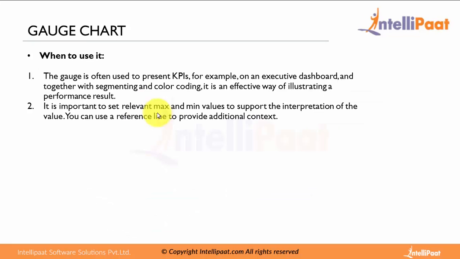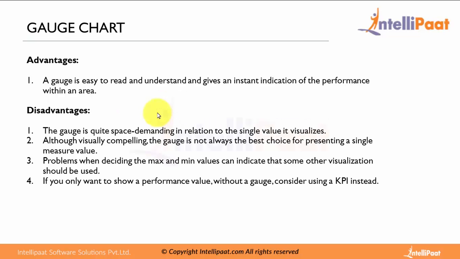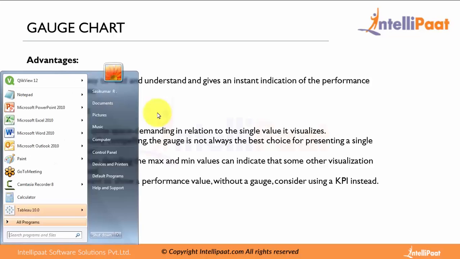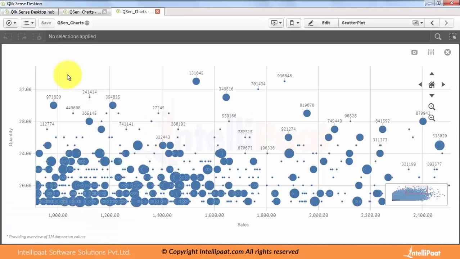The gauge is often used to present KPIs, for example, on an executive dashboard, and together with segmenting and color coding, it's an easier way of illustrating a performance result. It is important to set relevant max and minimum values to support the interpretation of the value. You can use a reference line to provide additional context as well. So before we see the advantages, we'll see one example for this.